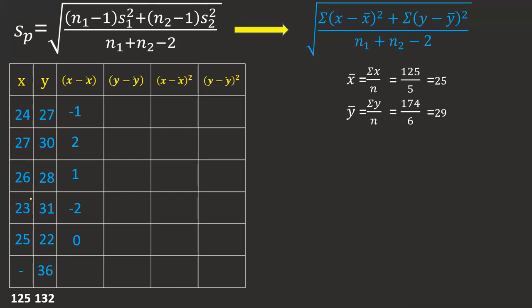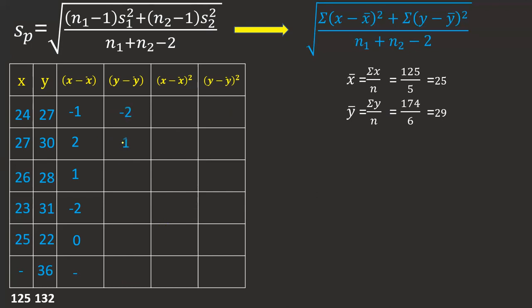Now I'm going to square the values in this column, and also calculate y minus y bar. My y bar is 29. So here I have to write 27 minus 29, here 30 minus 29, here 28 minus 29, here 31 minus 29, here 22 minus 29, and here 36 minus 29. We are going to calculate how much each comes to.